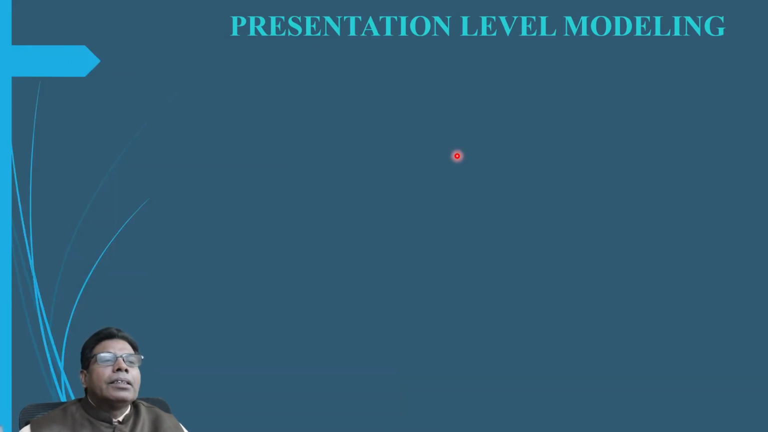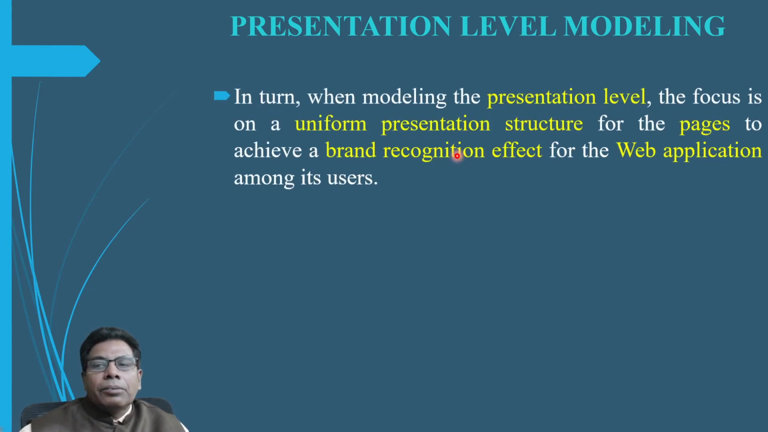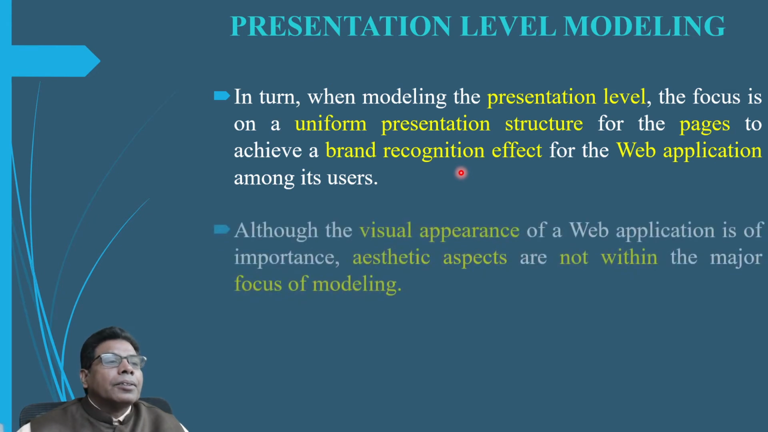Then the next is presentation level modeling. So in turn, when modeling the presentation level, the focus is on uniform presentation structure for the pages to achieve a brand recognition effect for the web application among its users. So here what is important is uniform presentation structure. So that is for the brand recognition effect. So an application developed by a particular company will have certain recognition effect that determines their brand. So that is the first thing.